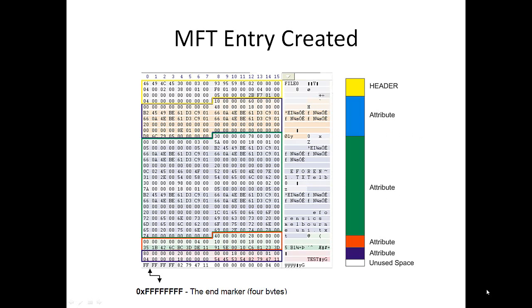So the first thing that happens is that the MFT entry is created for the file. Now this is similar to what we talked about for FAT. For FAT32, the directory entry is created first. The MFT entry is somewhat similar, although not identical, to the directory entry. First of all, the directory entry is 32 bytes long. The MFT entry is significantly longer and contains a lot more information.